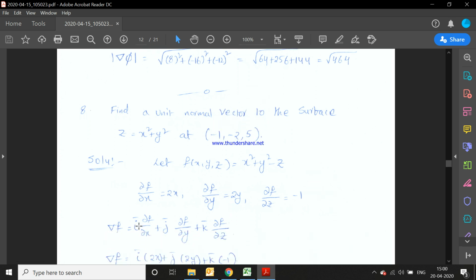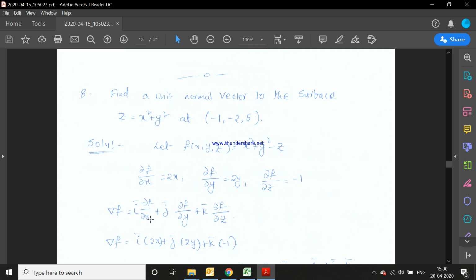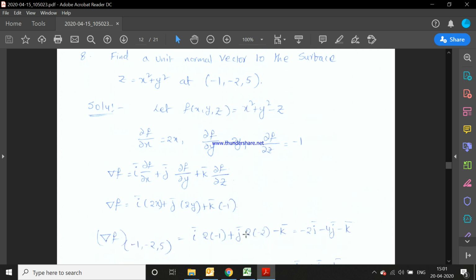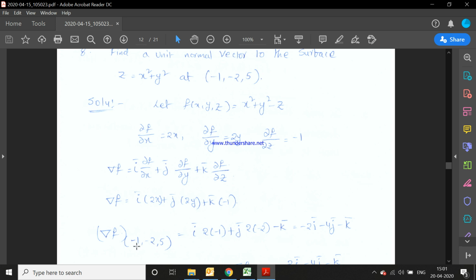So now substitute in del f: i bar dou f by dou x plus j bar dou f by dou y plus k bar dou f by dou z, that is del f equals i bar 2x plus j bar 2y plus k bar times minus 1. Then substitute the point (minus 1, minus 2, 5). So x value is minus 1, y value is minus 2, and there is no z term, so we substitute only x and y. i bar 2 into minus 1 plus j bar 2 into minus 2 minus k bar, that is minus 2 i bar minus 4 j bar minus k bar.